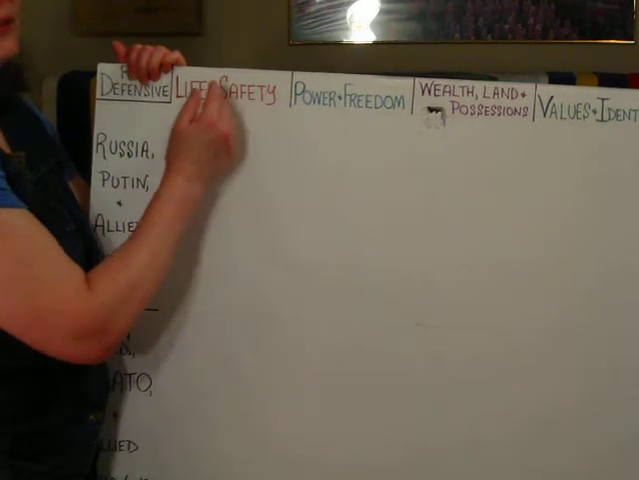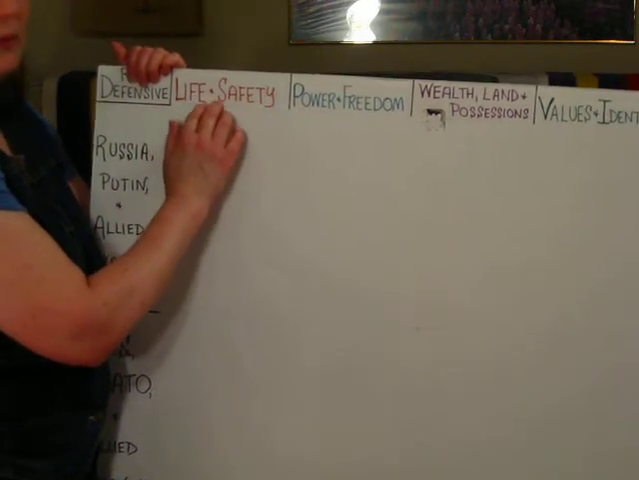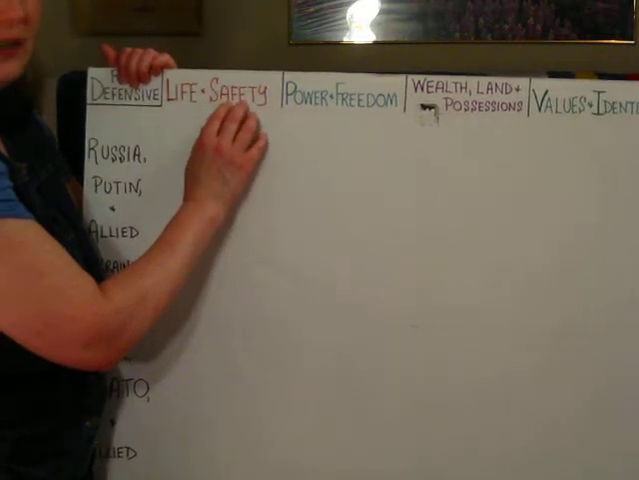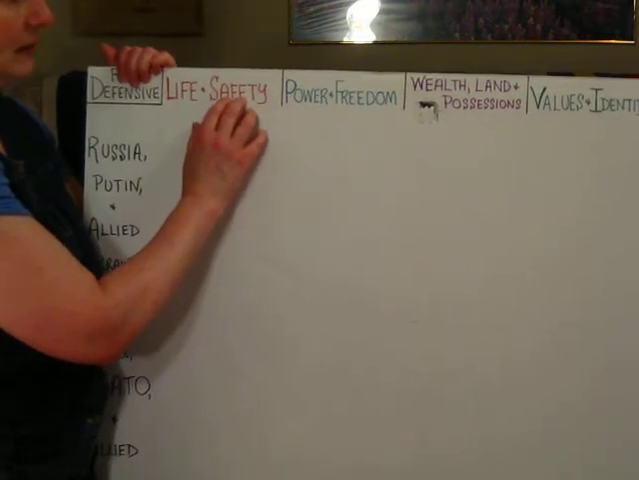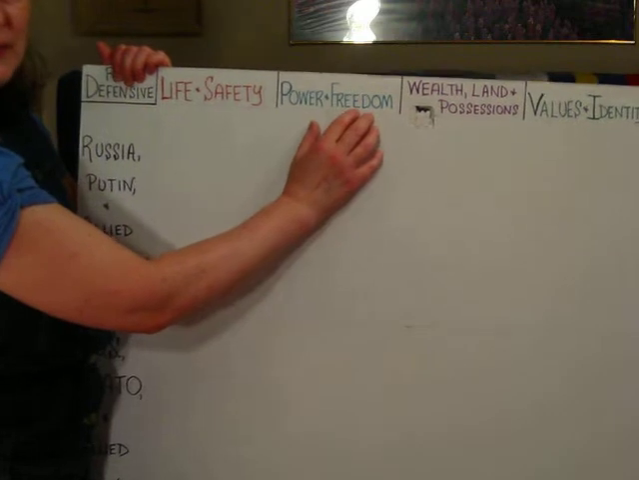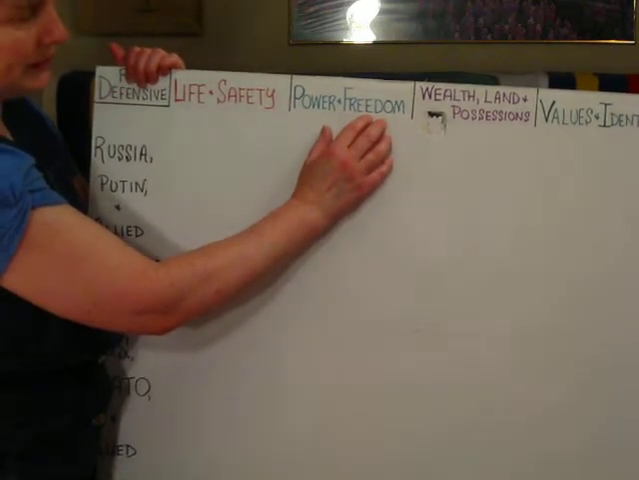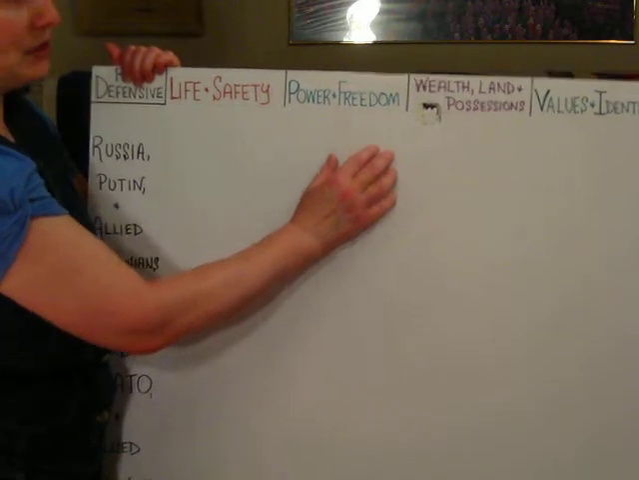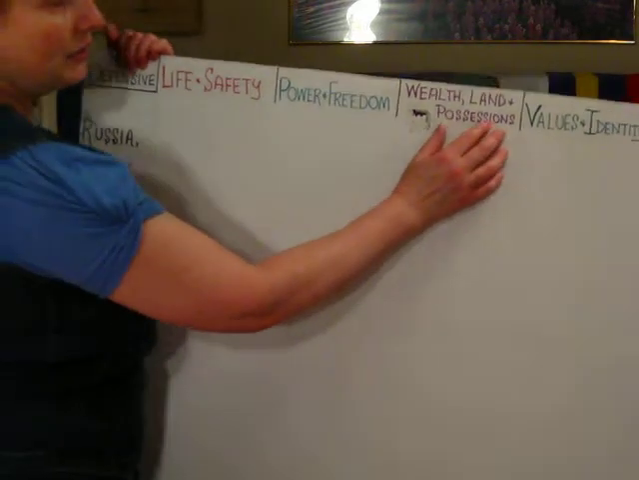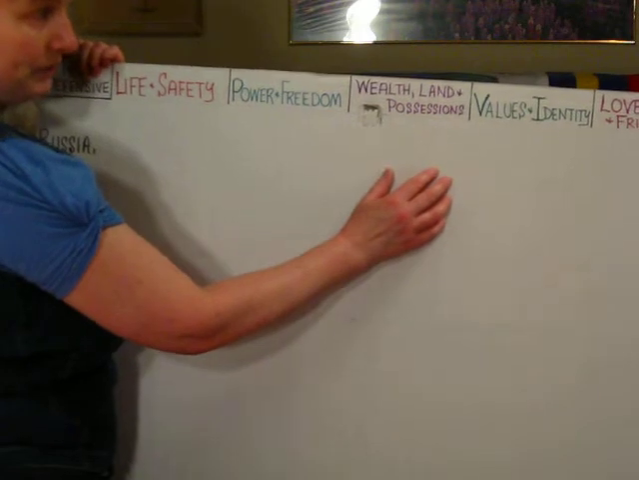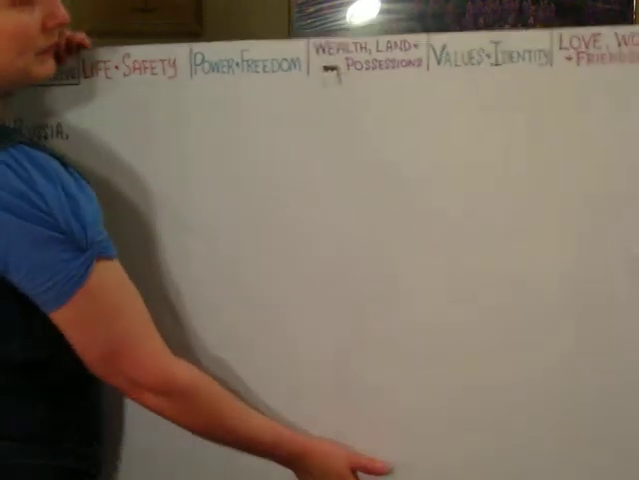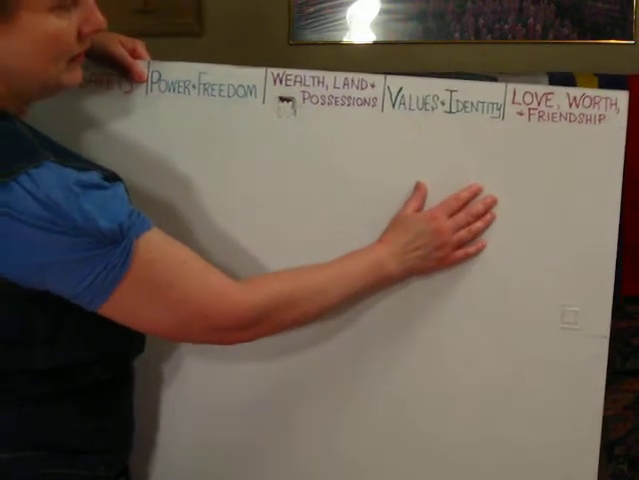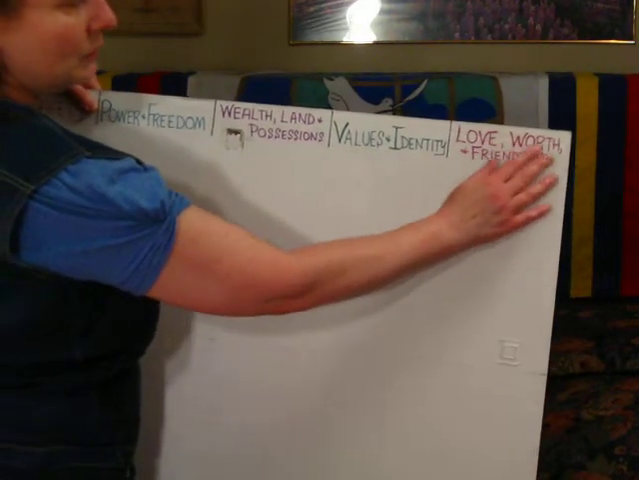So, defensively speaking, how are people feeling threatened? How are their lives and safety feeling threatened, which is causing them to commit violence? Power and freedom is the second category. How are people feeling that their power, their freedom are threatened, which is causing them to commit violence? Third category, wealth, land, and possessions. How are they threatened? Fourth category, values and identity. And the 5th category, love, worth, and friendship.